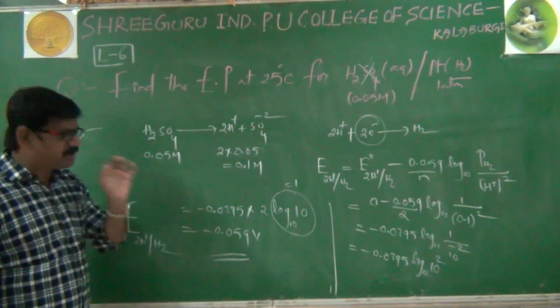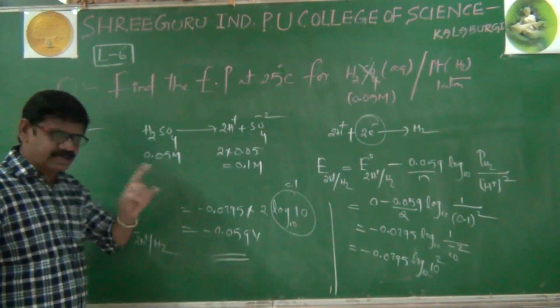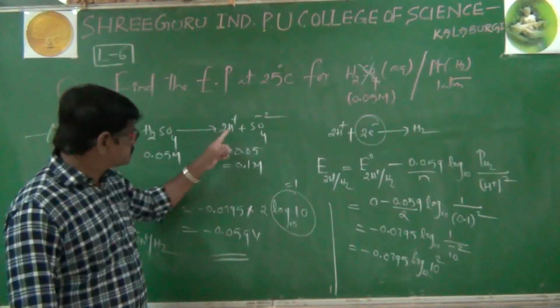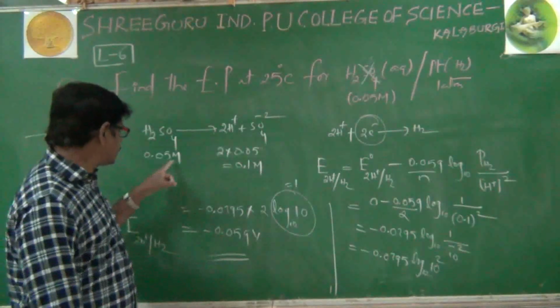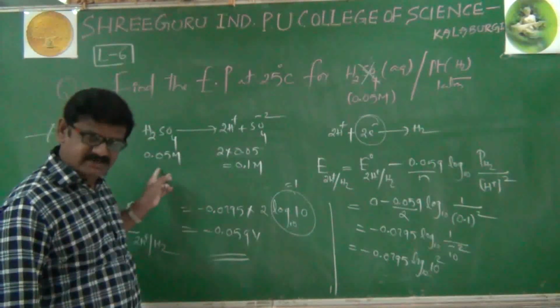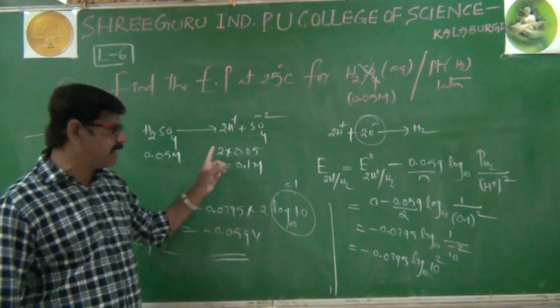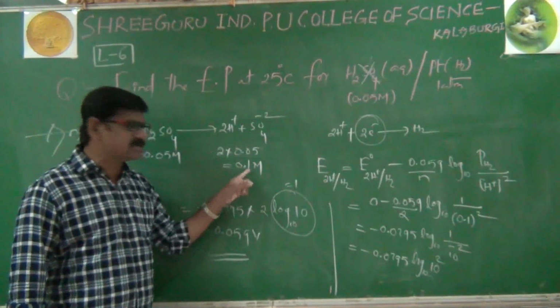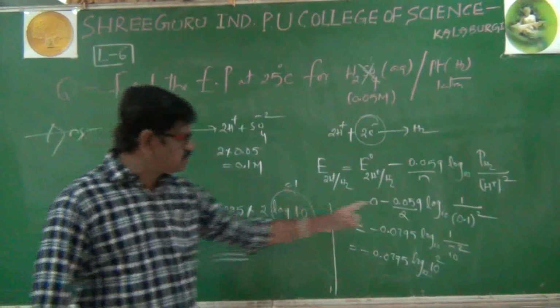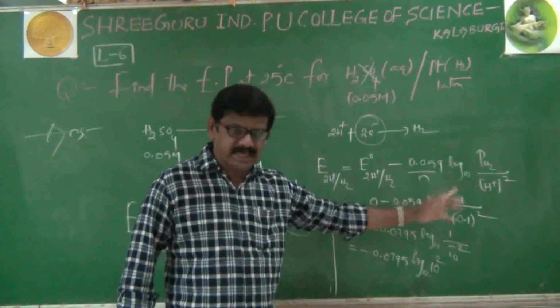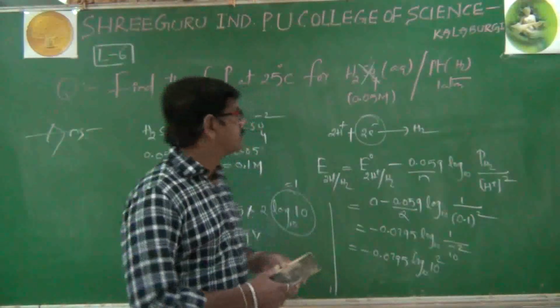That's all. The important point is H2SO4 is a dibasic acid. It contains 2 protons. That's why whatever the concentration of H2SO4 has been given, you have to multiply that concentration by 2. Whatever concentration you get, that concentration only we have to use as the H plus concentration. That's all. Okay. Next question.